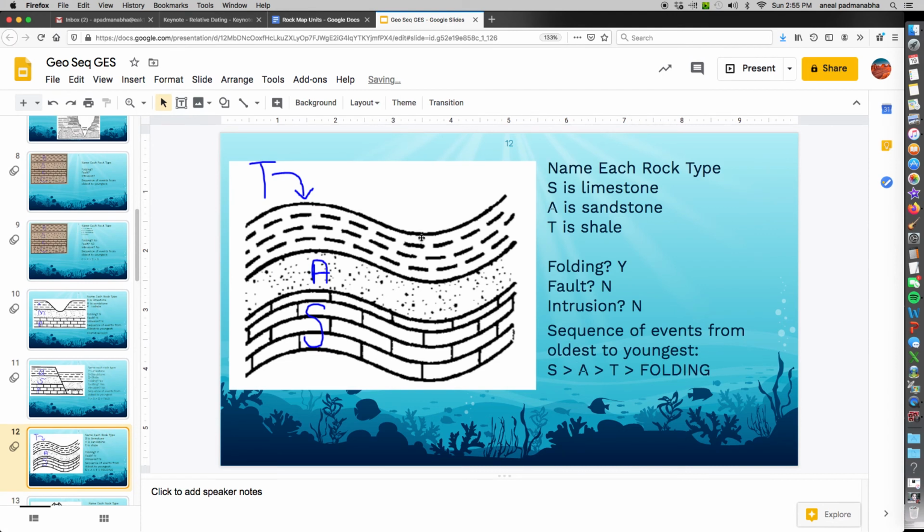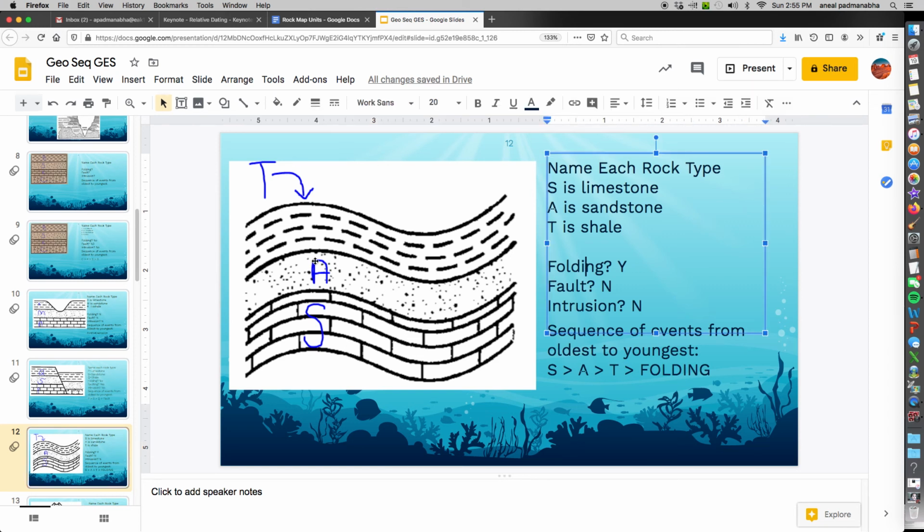Next example, labeling these: S is limestone, you have A, which is sandstone, and you have T, which is shale. Folding? Oh yeah, these look like they are definitely warped. Faulting? No faulting. Any intrusions? Nope. Sequence of events: S was deposited, then A was deposited on top, then T was deposited, and then they were folded. This is what's happening in this one.